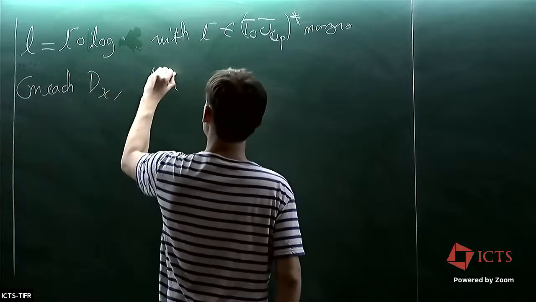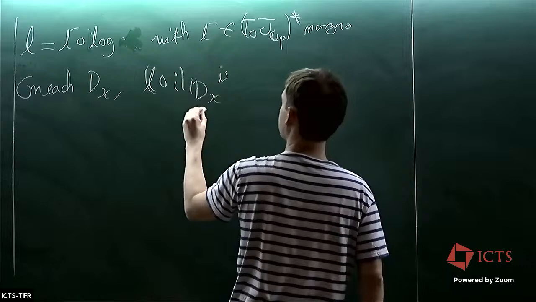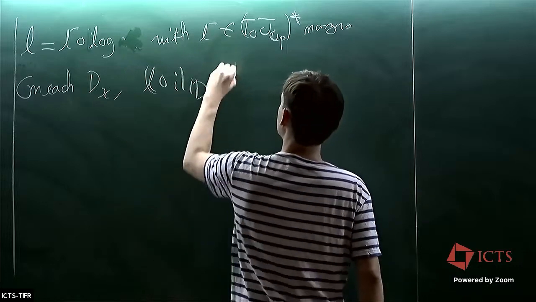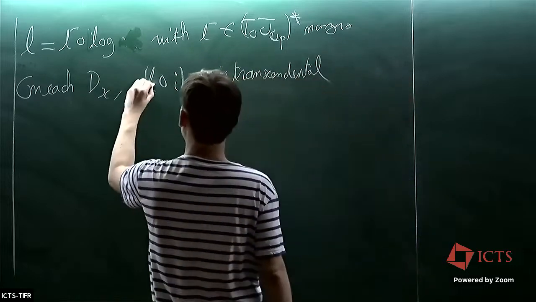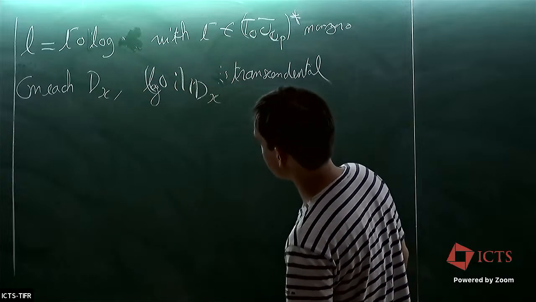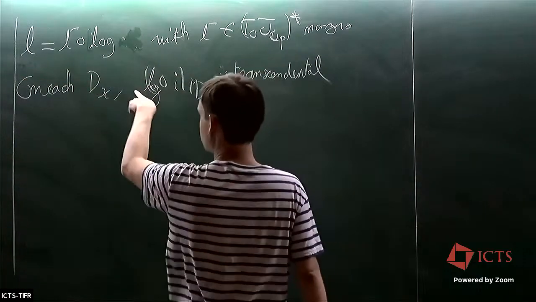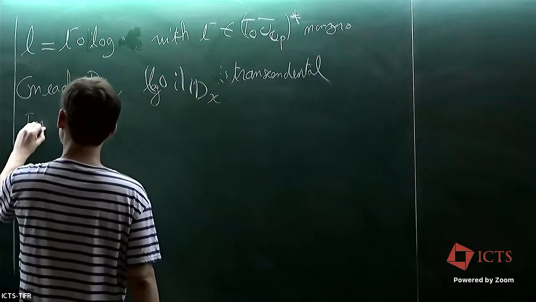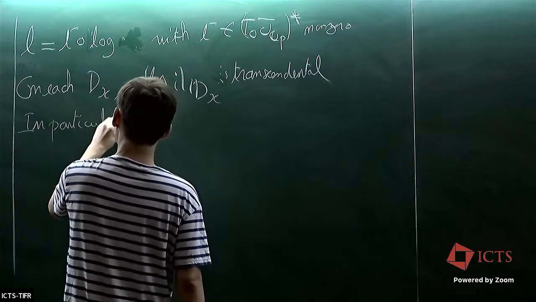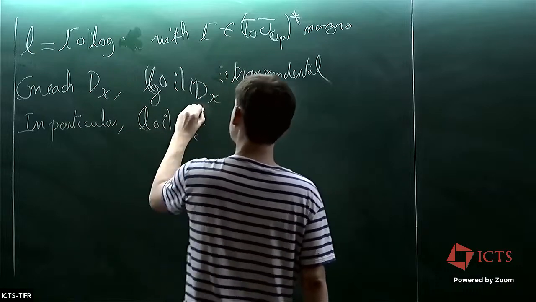On each D_x, L composed with iota, here log iota, is transcendental, which means the image can never be contained in the zeros of a polynomial. Which will mean that if you take just a linear form afterwards, which is what you do, you should not get 0 on a full D_x. So in particular, L composed with iota restricted to D_x is non-zero as a power series.